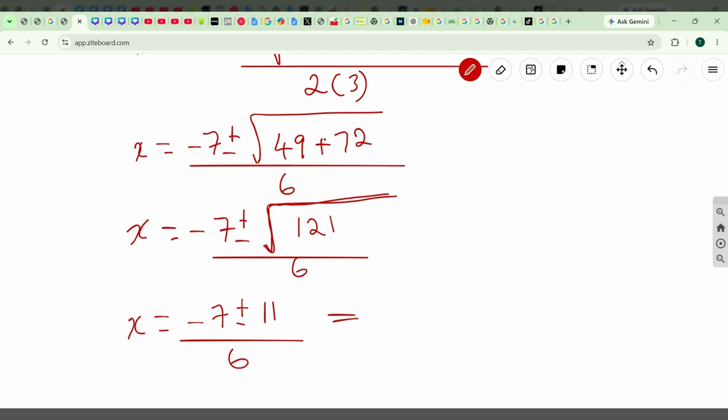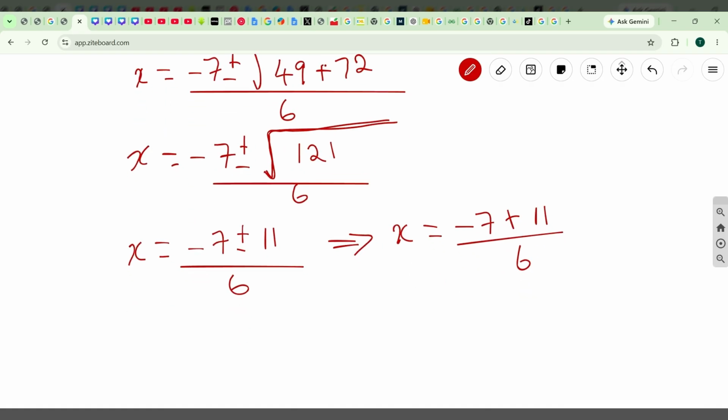What this simply means is that x has two values: x is equal to negative 7 plus 11 divided by 6, or x is equal to negative 7 minus 11 divided by 6.